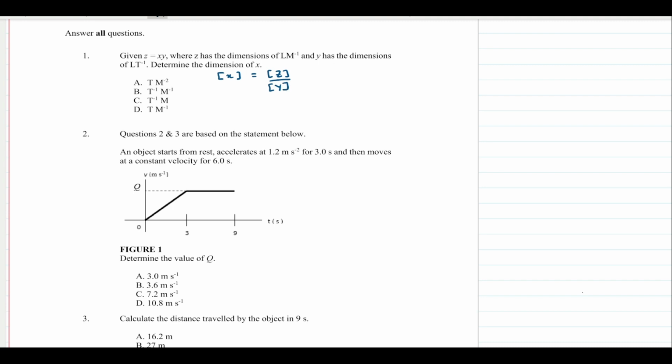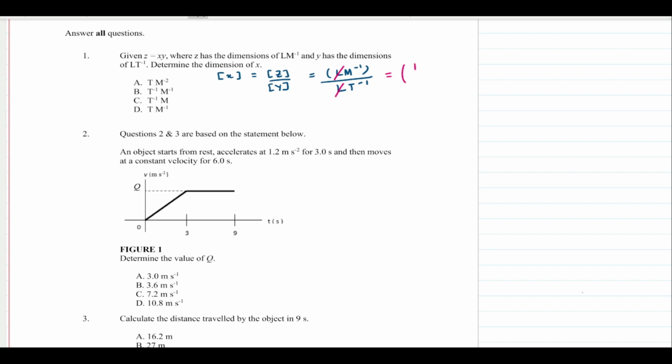Okay, so dimension soalan dah bagi, so we just substitute all the values where dimension of Z is LM-1. Okay, so LM-1 ataupun L over M, over Y. So Y dekat sini kita ada LT-1. So saya tulis LT-1. Okay. So kita akan dapat ini, kita boleh cancel out. And then finally kita boleh dapat jawapan dimension untuk X is equal to, okay, kat sini ada trik sikit lah.